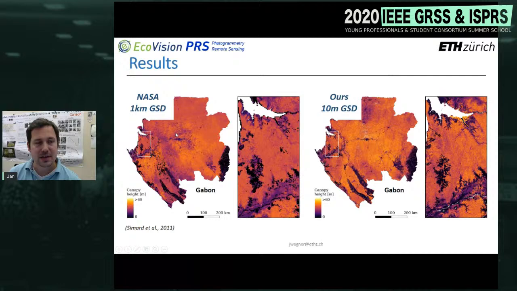So, some results visualized. This is a NASA map of Gabon from the paper by Lefsky in 2011, and color encodes vegetation height. And this is our map. NASA has a spatial resolution of 1 kilometer. We have a spatial resolution of 10 meters, so much, much better. And then in this white box, this is a high resolution visualization now. We can see that in our method, especially in this delta where we have a lot of mangroves, very high mangroves, up to 60 meters, we get all the fine-grained details very well, while this NASA model basically misses all of that.